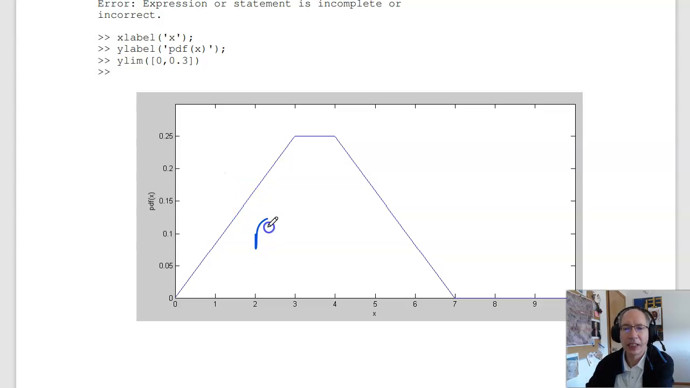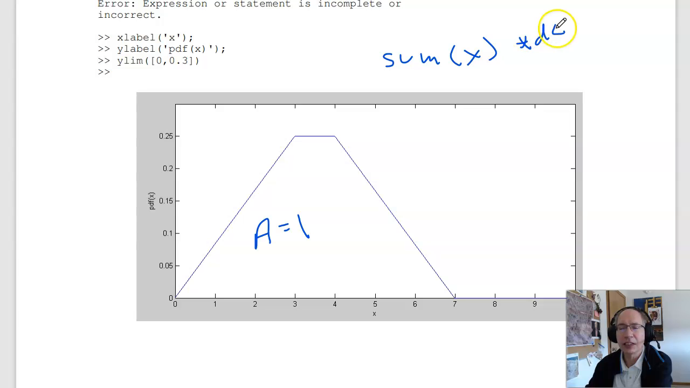And again, the area here has to be 1. And you can check that by saying, what is the sum of y times dt? That's the integral. Width times height, there's the width. That's the height, that's the width of all these rectangles. That's got to be 1.